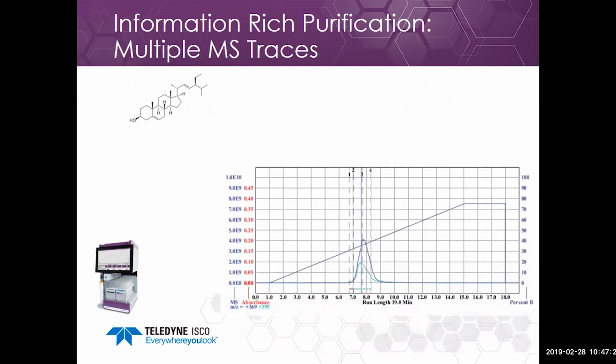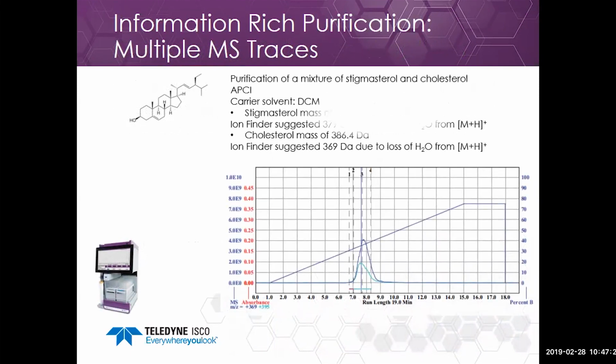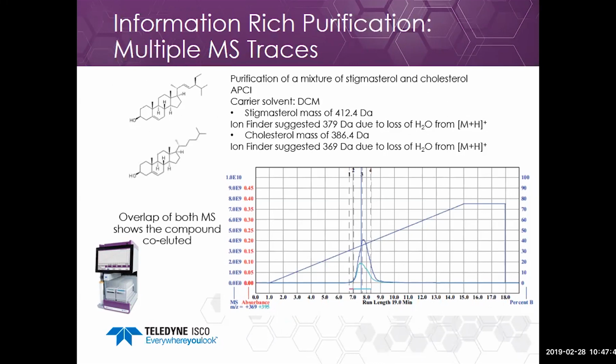So another example here is the purification of stigmasterol and cholesterol. And again, this is an APCI probe. In this case, though, we're doing a normal phase chromatography here. So the carrier solvent in this case, we switched to DCM. And so we actually don't get separation between the stigmasterol and the cholesterol, so the actual chromatography didn't work out so great.